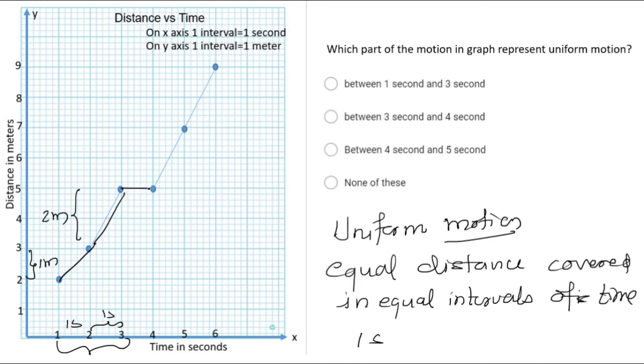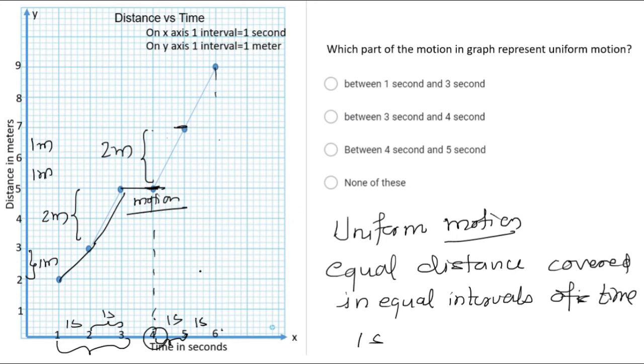Now from here to here there is no motion at all. Okay, it is at rest. But from here to here, that is from the 4th second to the 6th second, you see, for 1 second from 4 to 5, how much distance is covered? From here to here it will be 2 meter distance. That is 1 meter here and 1 meter here.